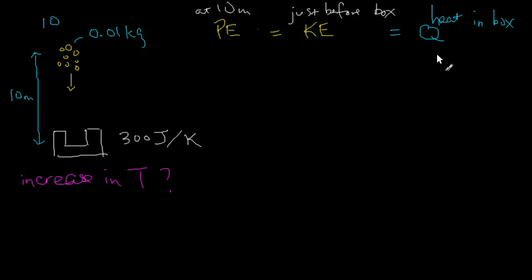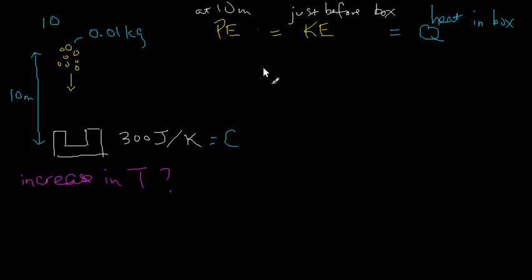So the question now is, I want to find the increase in temperature. The way to do it is to first find this heat and then to use the heat capacity, I'll call this C, to find the increase in temperature. Okay. Now, to find the heat, I can start by finding the potential energy because I know the formula for the potential energy. So let me do it this way.